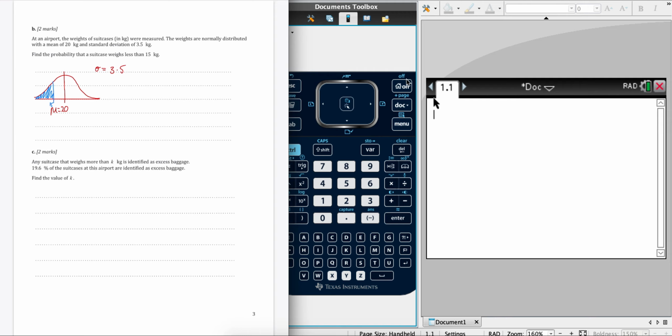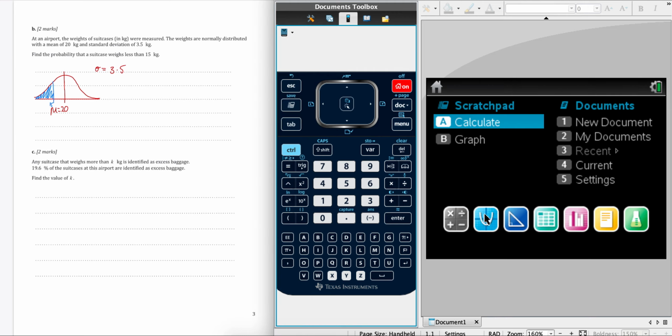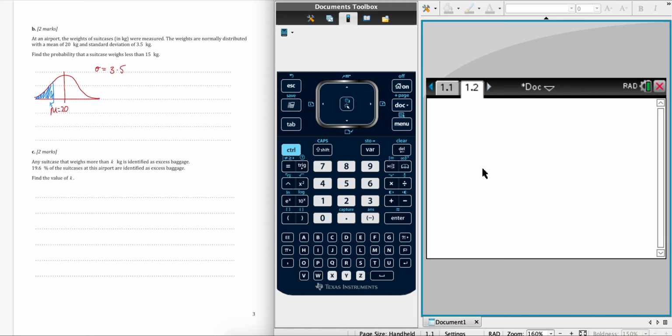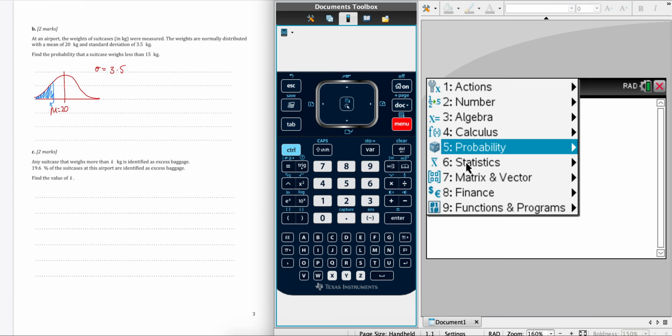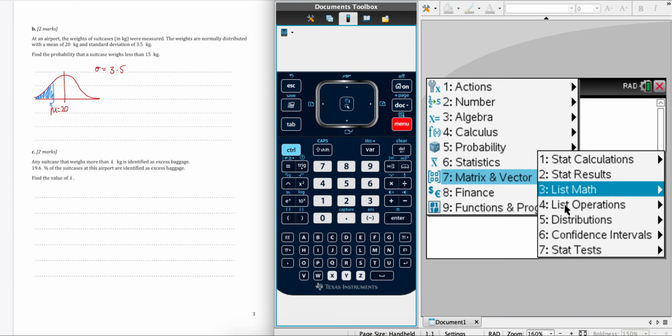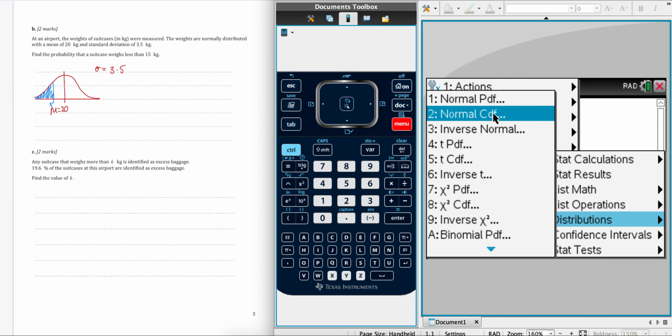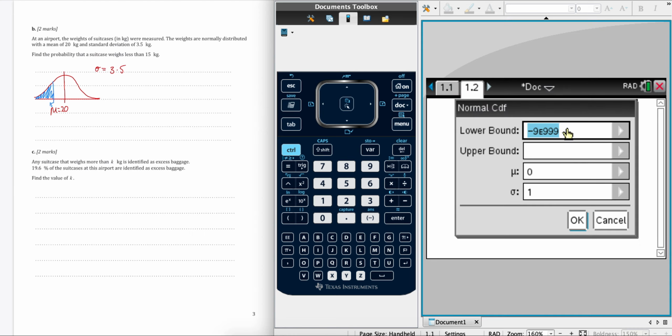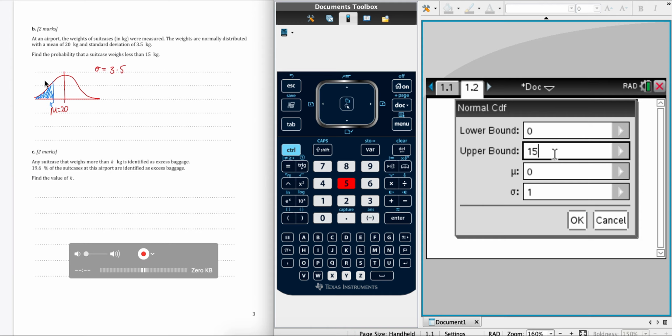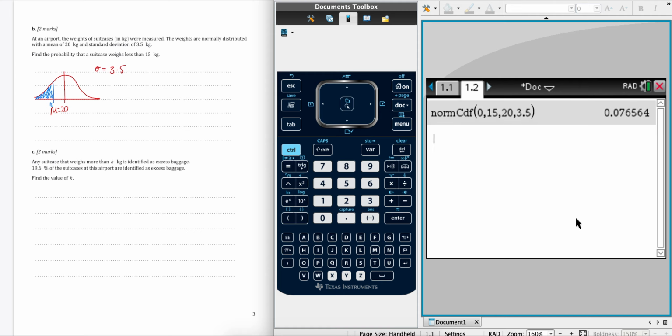So I'm going to go onto my GDC. I'm going to go to menu and open up a calculation page. And then we're going to go to statistics, distributions, and normal CDF. Now the lower bound is correct. We want it to be like negative infinity. Or you could change it to 0. It doesn't matter which, it won't change your answer. They'll allow both of them because that's the lower bound. The upper bound is 15. We can see that on our shaded area. The mean is 20 and the standard deviation is 3.5. And we click OK.